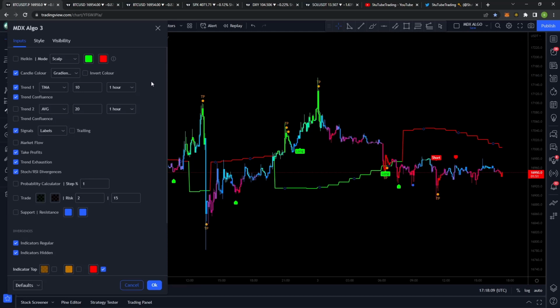It actually carries a little bit of weight on the hourly. So it's very cool that we can see how the trend is moving on the hourly chart while on a different time frame. Very cool stuff.